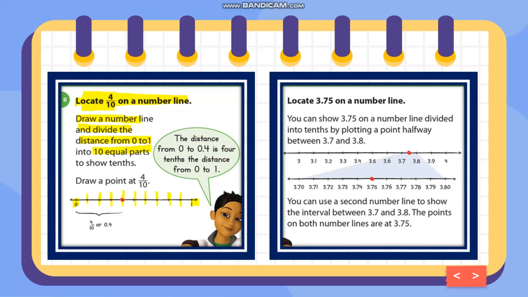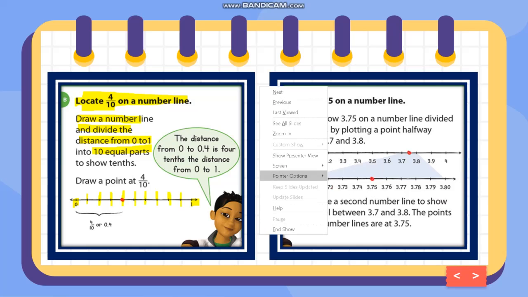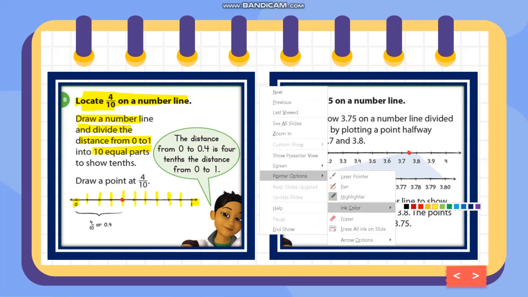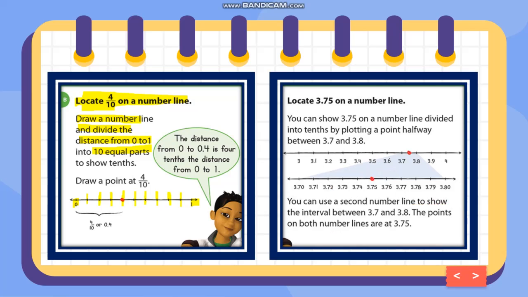It means this is 1/10, 2/10, 3/10, 4/10. So the 4/10 now is here. As you can see, this is your 4/10. So that is how to plot 4/10 on a number line. And 4/10 is equivalent to 0.4 in decimal, or we can read it as 4/10 also.